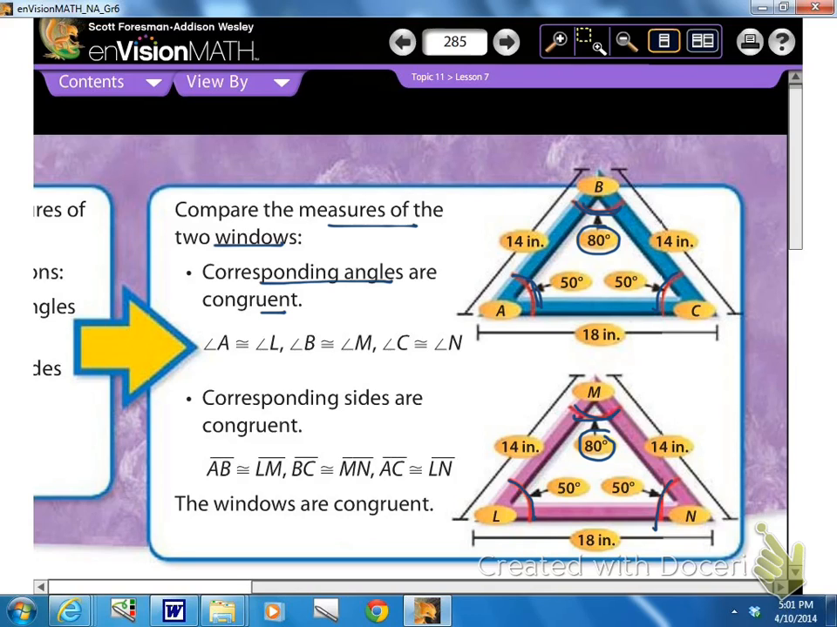And then we'd look at these sides. So line segment AB here would correspond with line segment LM, and they should measure the same, which would be 14 inches. That means line segment LN would correspond with AC, and they should have the same measure, which is 18 inches. And then the same would go for line segment MN and line segment BC. They should also have the same measurement or be congruent. This would be the congruent angle, corresponding angles being congruent and corresponding sides being congruent here.